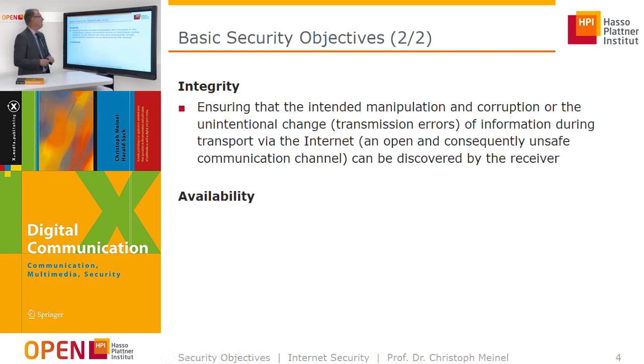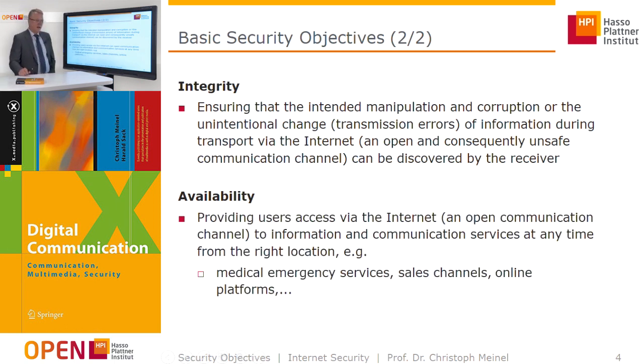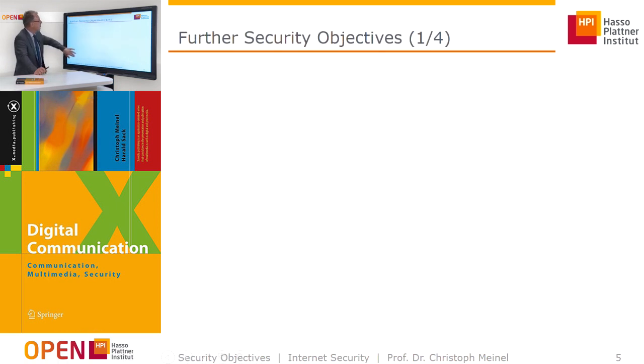And then the third basic security objective is availability. Providing users access via the internet to information and communication services at any time from the right location. For example, a medical emergency service or a sales channel or an online performance. If the user needs access, the access needs to be guaranteed. And availability is exactly the basic security objective which concentrates on that point.